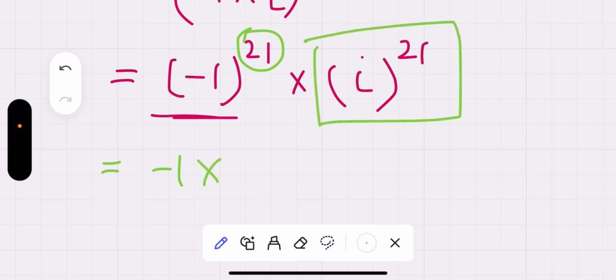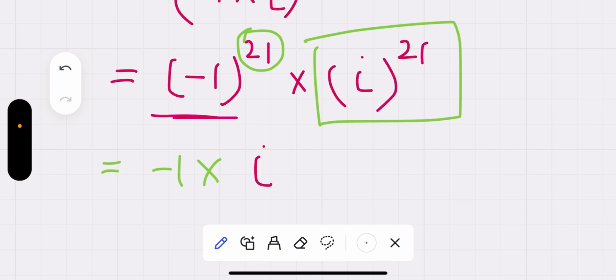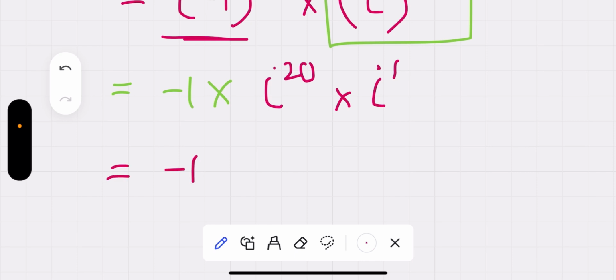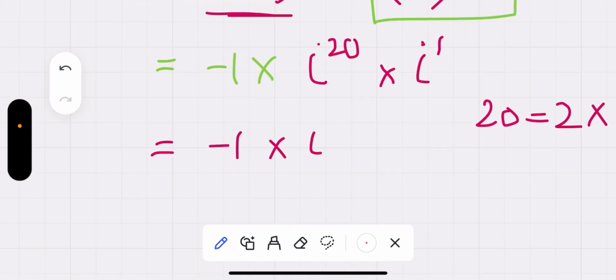Same as previous parts, we need to separate it into even power. So we can write here iota power 20 and iota power 1. We have minus 1 multiply. Since 20 we can write in square form, 2 times 10, so we can write here iota square whole power 10. Multiply this iota as it is.